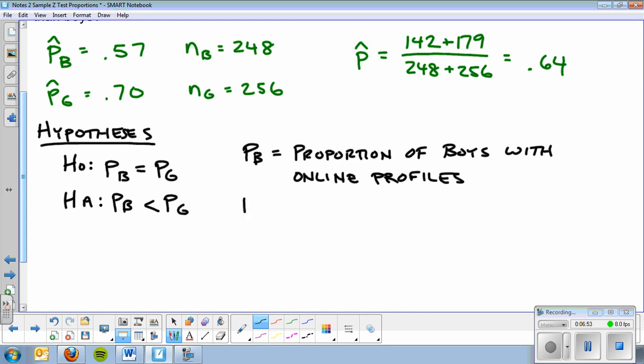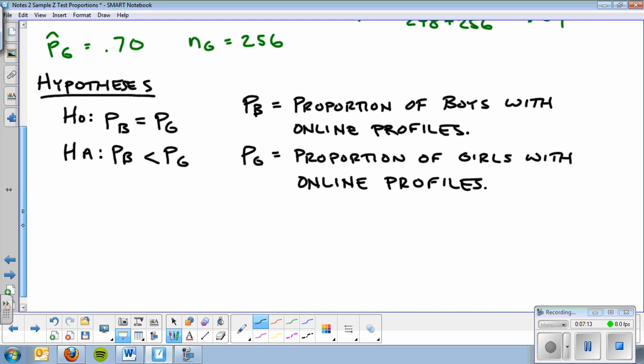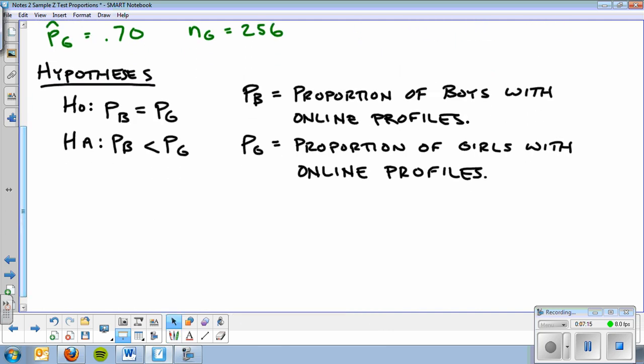And P sub G is the proportion of girls with online profiles. Okay, so there's our hypotheses. We're a quarter of the way done. All right, next we move on to our conditions.